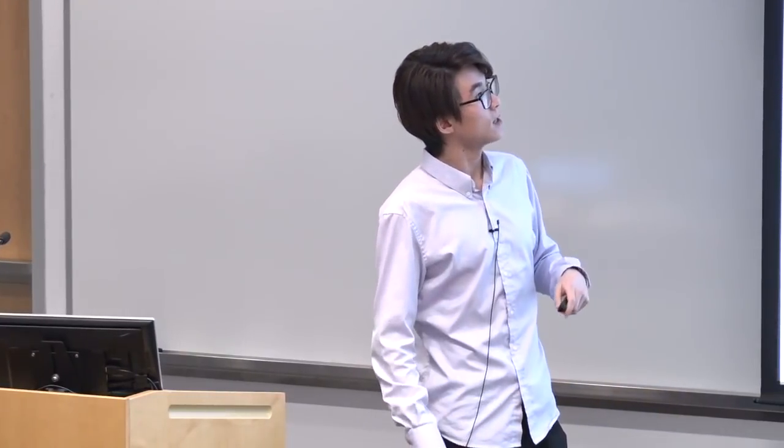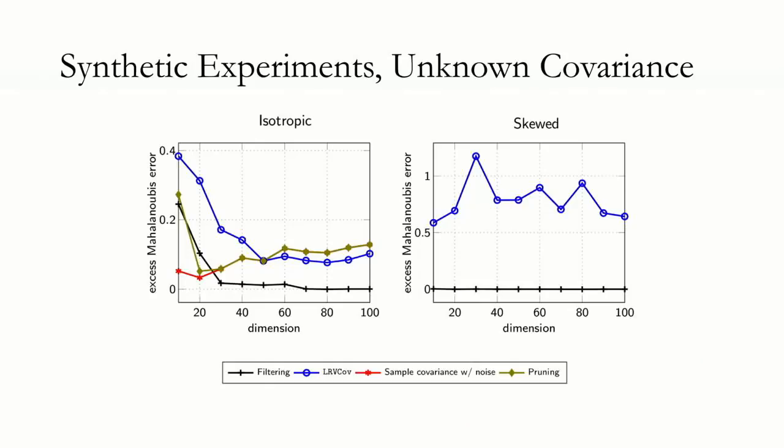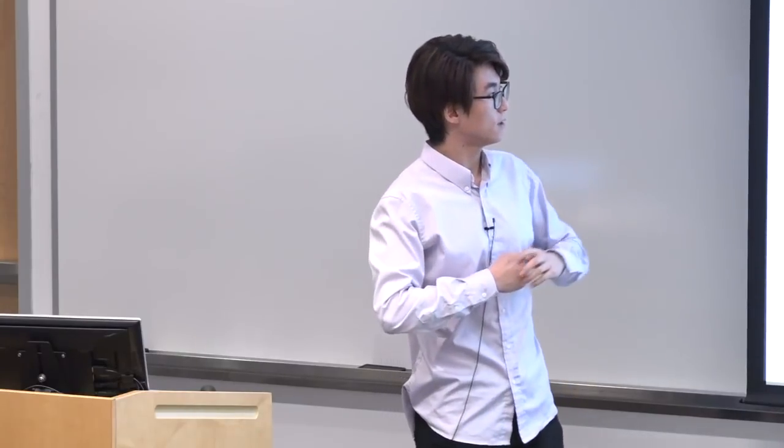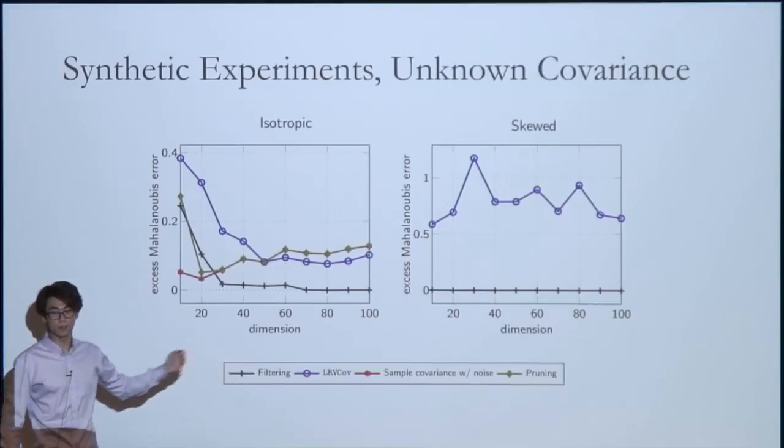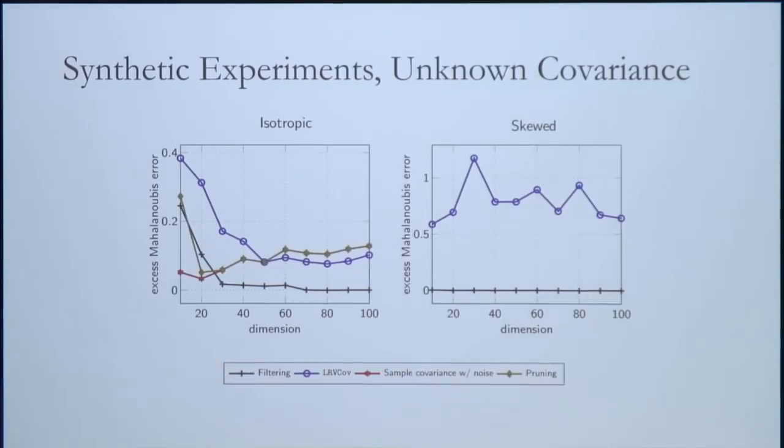Okay, but this is unknown mean, and I also mentioned we have algorithms for unknown covariance. So what we tried here was two different settings. We tried a setting where the covariance is relatively isotropic, so it's spherical. We did the same thing. We generated Gaussian data with this, and then corrupted it a little bit, relatively naively, and then ran our algorithm, which is filtering, against some baselines, and also LRV. We just plotted the error as a function of dimension.